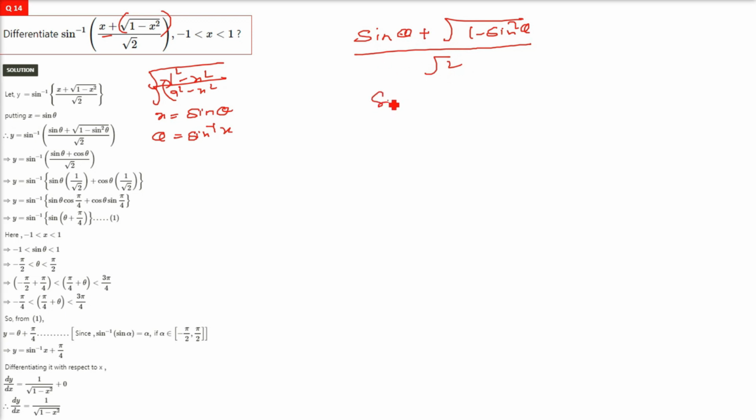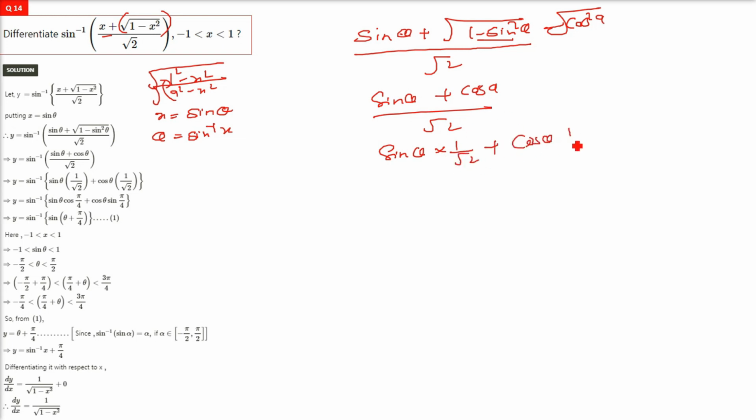Okay, sin theta, and under root 1 minus sin square theta, 1 minus sin square theta is cos square theta, so cos square theta under root is cos theta only. And you have root 2 in the denominator, so sin theta, this is root 2, so this is 1 by root 2 plus cos theta, this also 1 by root 2.